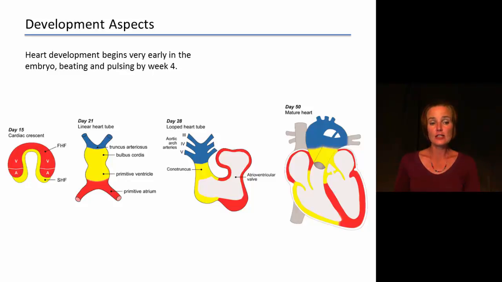And then by day 21, so 3 weeks in, we've got more of a tube-like structure. But by day 28, so 4 weeks, we've got enough there that we do have beating and we have pulsing. And when you look at it at day 50, we have a pretty substantial looking heart when we're looking at the heart inside of an embryo or inside of a fetus at that point. So heart is developed very, very early during the whole embryo development process.